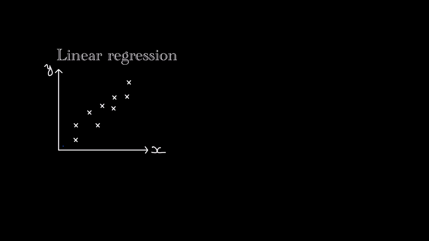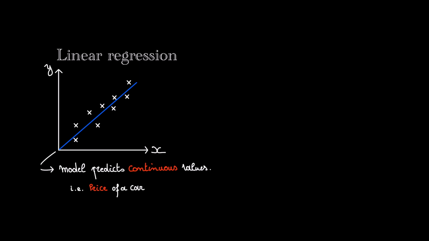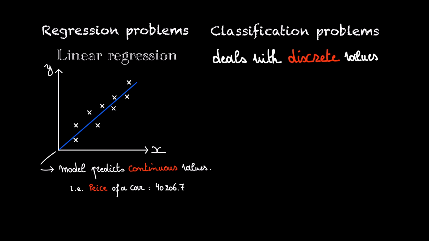In the last video, we saw a machine learning technique called Linear Regression. This technique could give us a model that predicts continuous values, like the price of a car, for example, which can be any value within a given range. For example, the price can be $40,206.7. However, in contrast to regression problems, classification problems deal with discrete values.